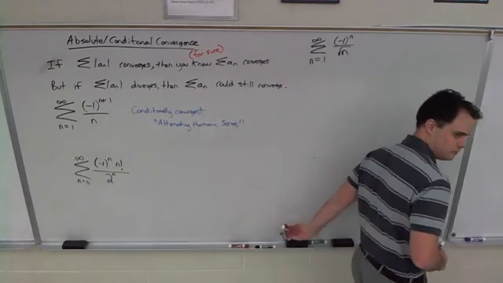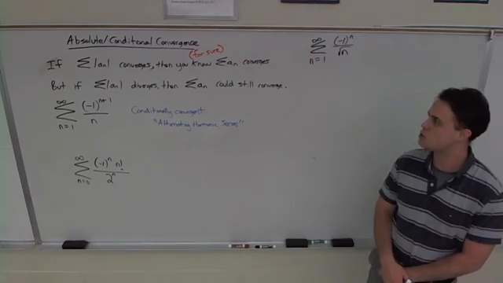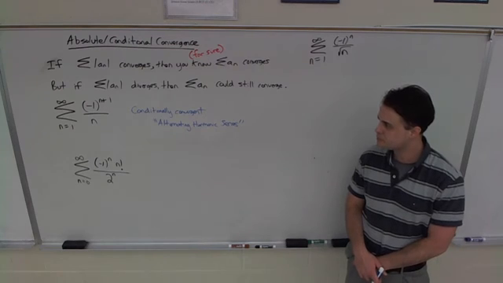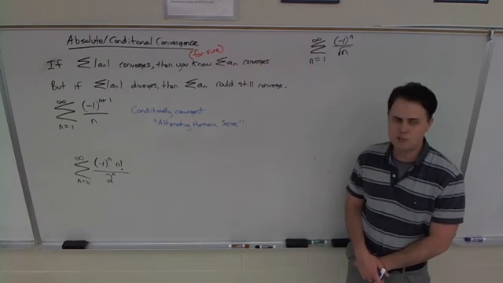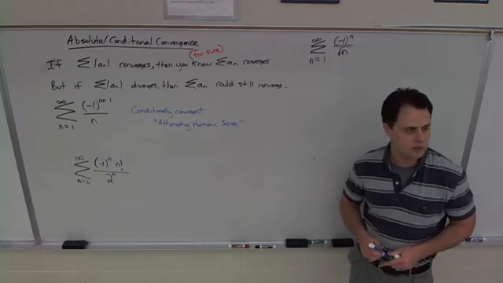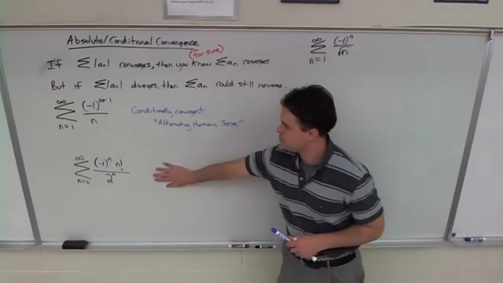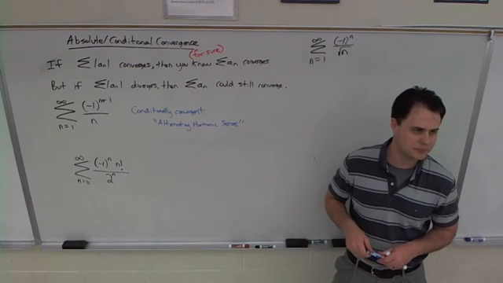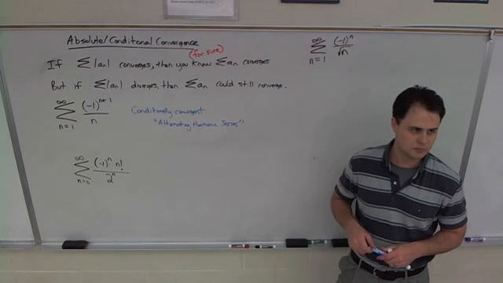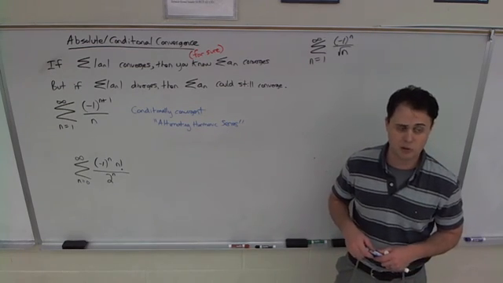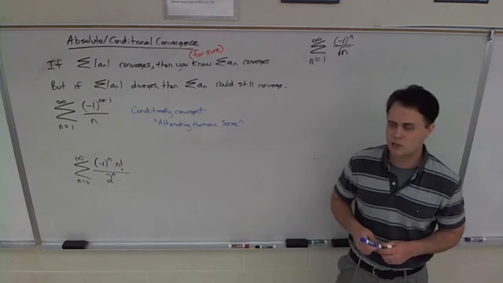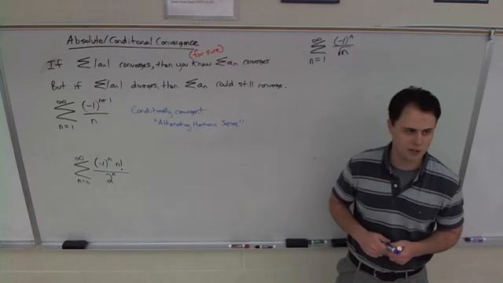Okay? So I think that should make sense to you guys. So absolute convergence is like a stronger kind of convergence. How about this one? What do you guys think about that one? If you take its absolute value and get rid of the alternator, is that going to converge, diverge, what?